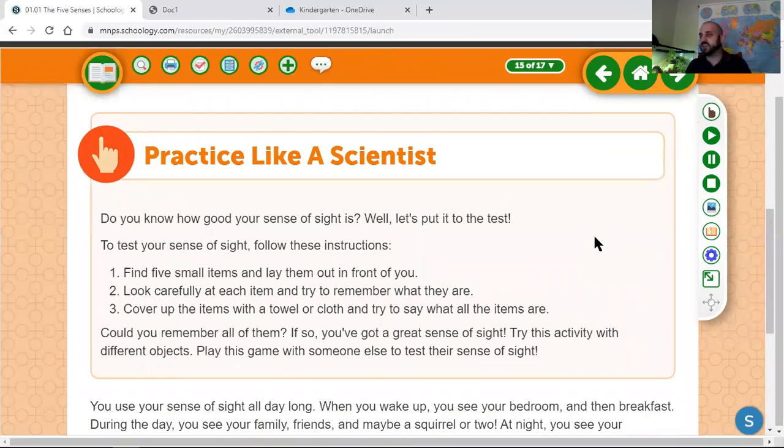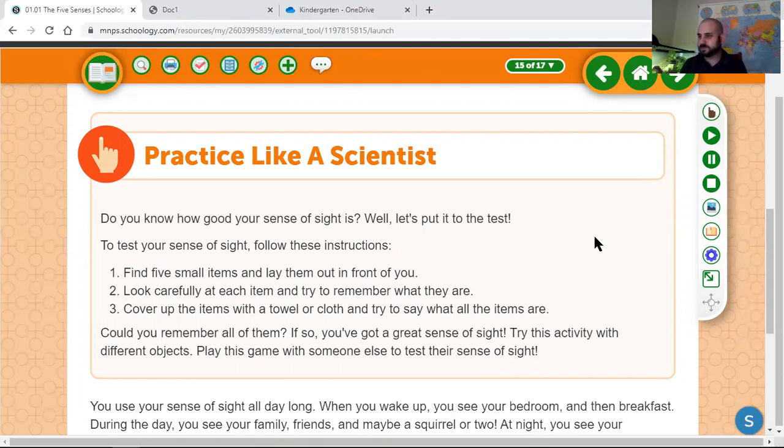Do you know how good your sense of sight is? Well, let's put it to the test. To test your sense of sight, follow these instructions. Find 5 small items and lay them out in front of you. Look carefully at them and try to remember what they are. Cover up the items with a towel or a cloth and try to say what all the items are.